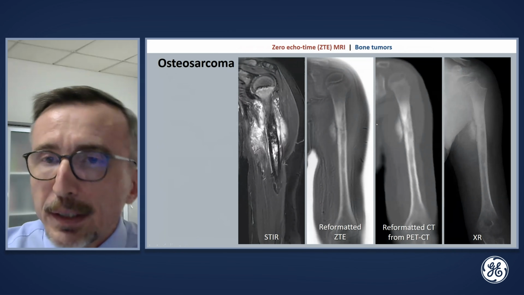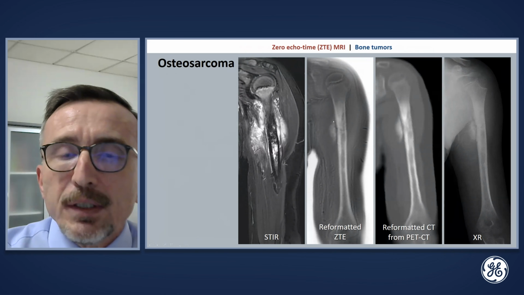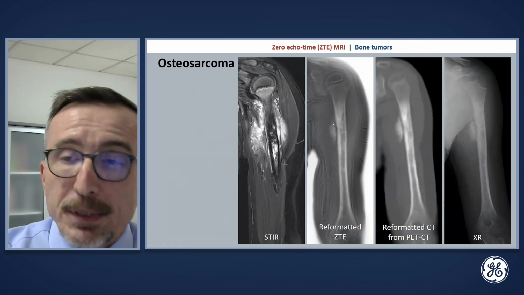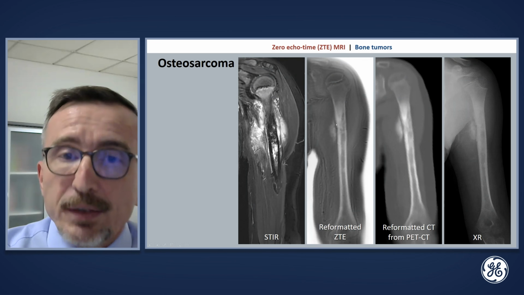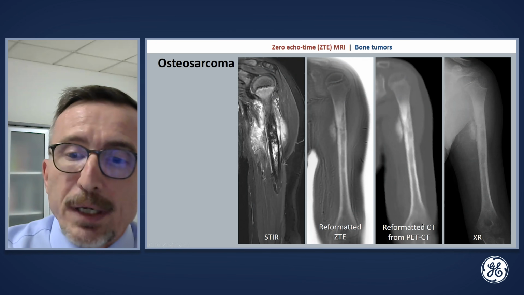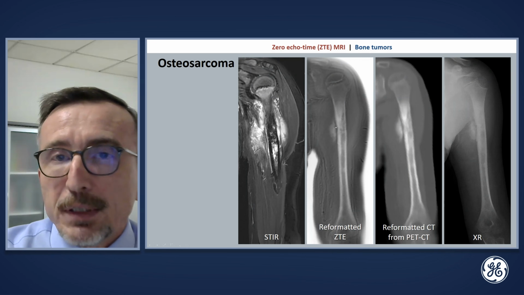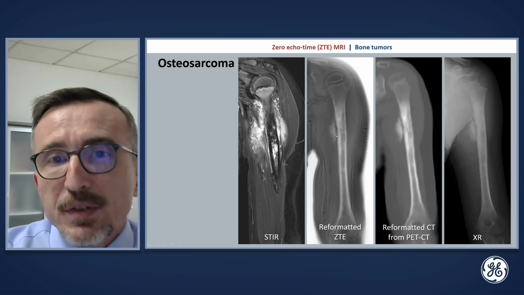Osteosarcoma definitely benefits from ZTE, and you can see that it shows the osteoid, the bone matrix in this particular condition. This is from a PET CT actually, and this is an X-ray, and you can see that these are quite comparable when you compare them with the STIR image. The osteoid matrix there is nicely depicted.